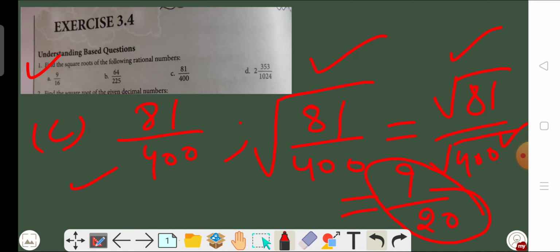Now we will solve the second question. In the second question, we have to find the square root of given decimal numbers. We have given decimal numbers and we have to find their square root. Look at the A part. 39.69 is the given decimal number, and we have to find the square root of this number.